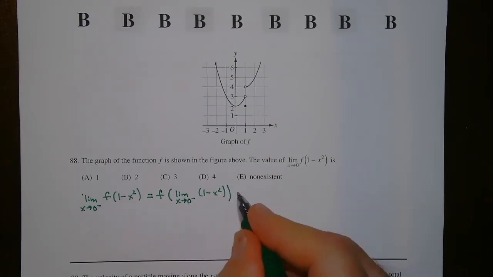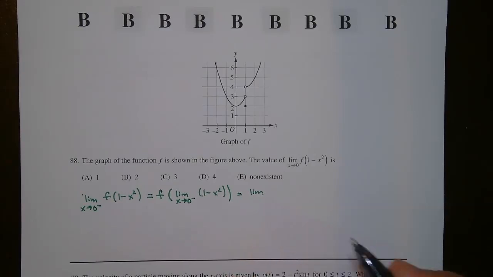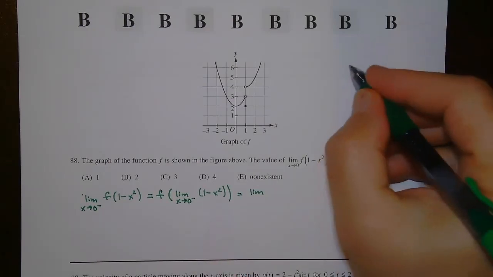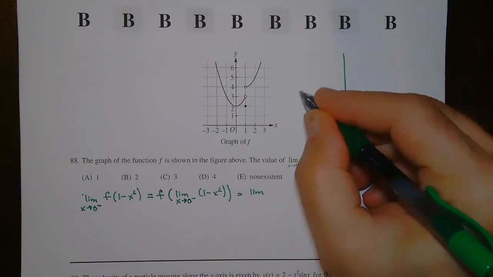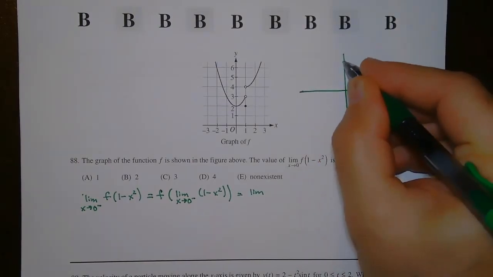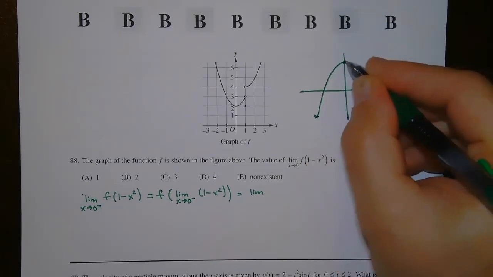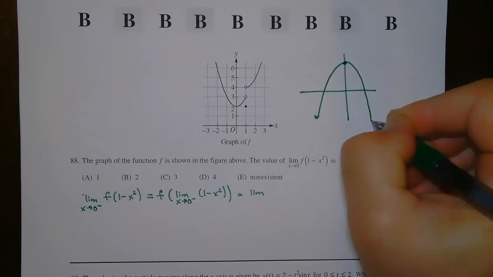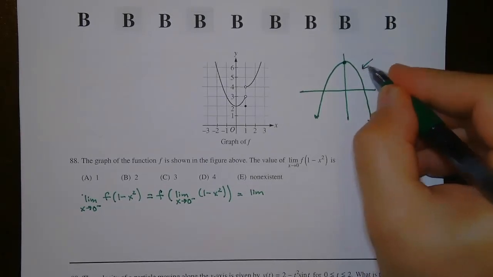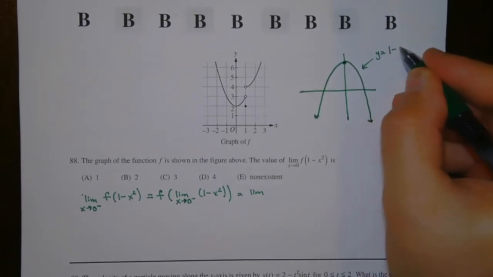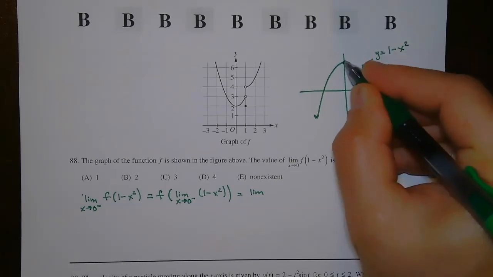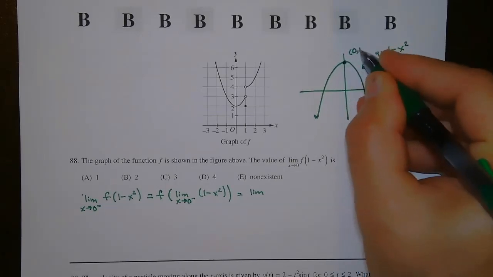And this is going to become another limit. Now, negative x squared is an upside down parabola, and it's been shifted up. So it looks like this. Right here is 1. This is the graph of y equals 1 minus x squared, and this point right here is the point 0, 1.